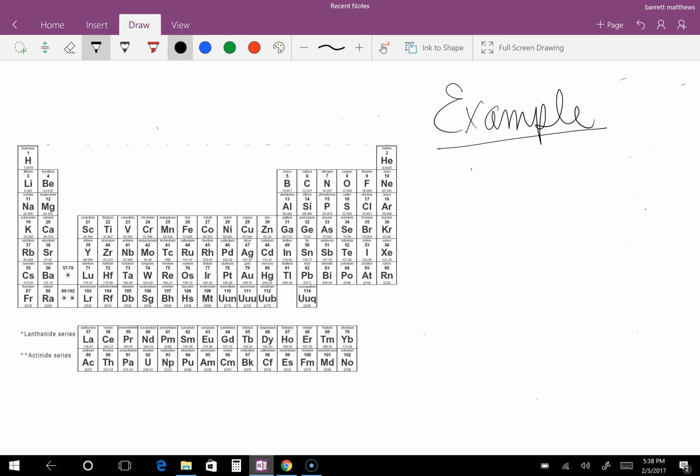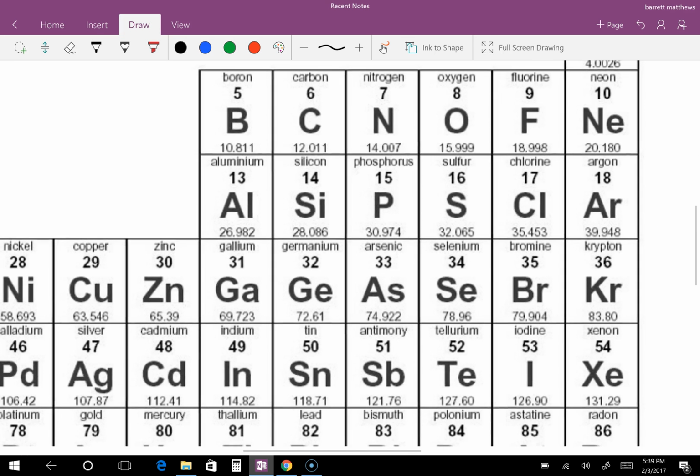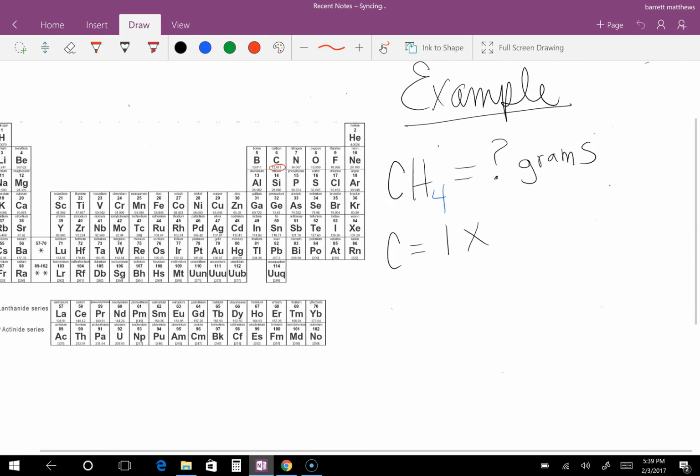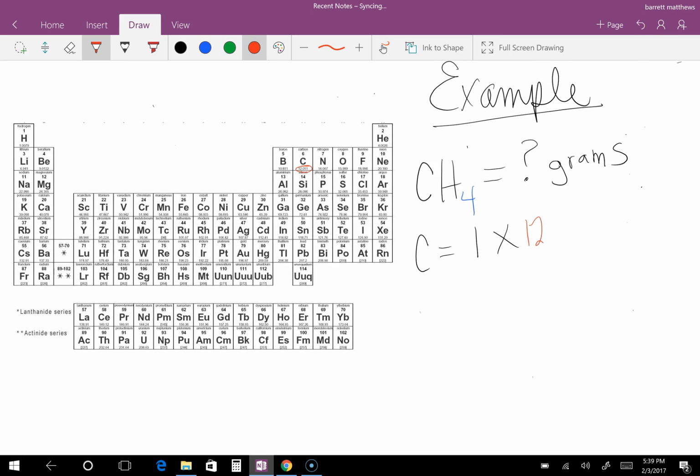Let's take a look at a more complicated example. CH4. So the question is, what is the formula mass for CH4? The first thing I'm going to do is break down the components into their elements. First, I know I have 1 carbon. I can see here that it is 12.011. So 1 times 12.011.